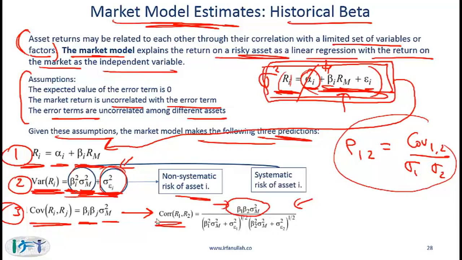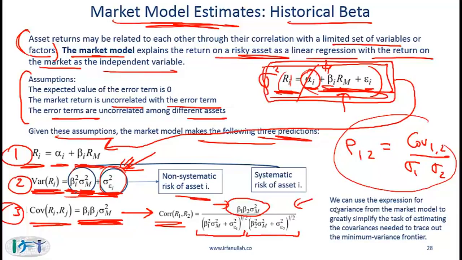This is the covariance which we have shown over here. And then what is this thing? This is an expression raised to the power of half. That is the variance and the square root of variance. And this is the square root of variance for the second asset. All right, so you need to remember this because we will use it in the example on the next slide.